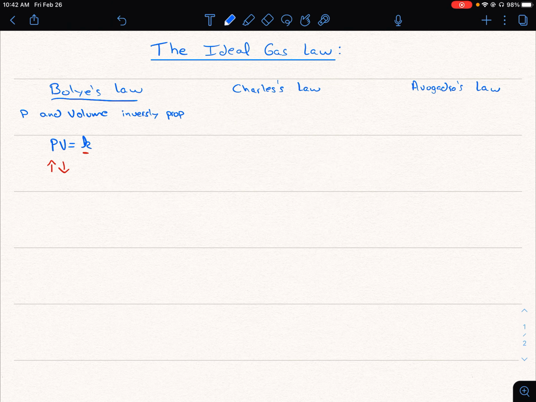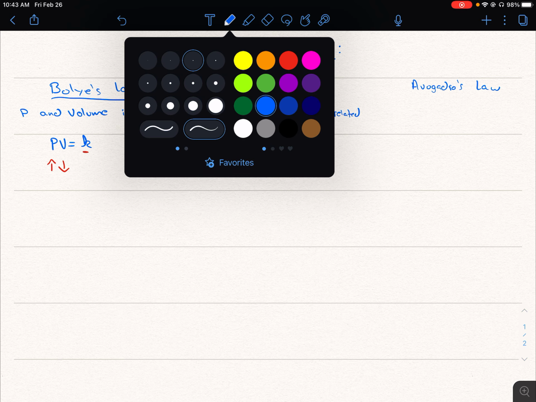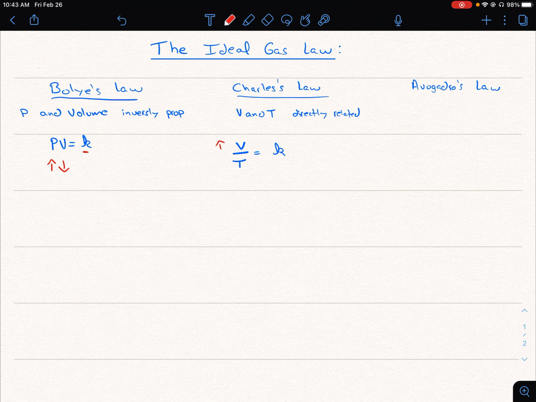By contrast, when we looked at Charles' law, we said that volume and temperature are directly related. And so when we think about a gas, what that's saying is when we have Charles' law, mathematically volume over temperature is equal to some constant. Or put another way, if we increase the volume, then the temperature also has to increase so it stays equal to the same constant.